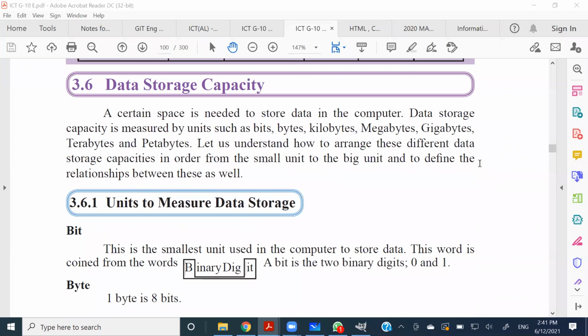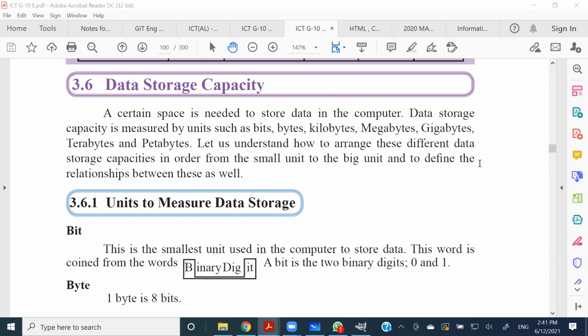Now this data storage capacity is there because it's a way we understand what is the smallest bit of the computer and how that small unit helps to define the new units or the bigger units. Right now, you know about the storage, right?